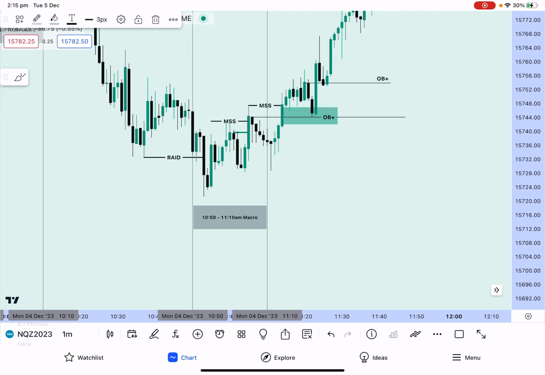It's happening in a macro period, so we're going to trust that. And also when price breaks past this candle here, this body, that's also a change in the state of delivery. So you've taken out lots of sell side.